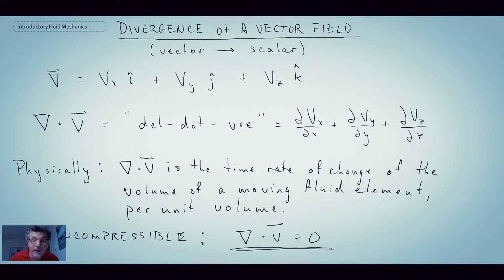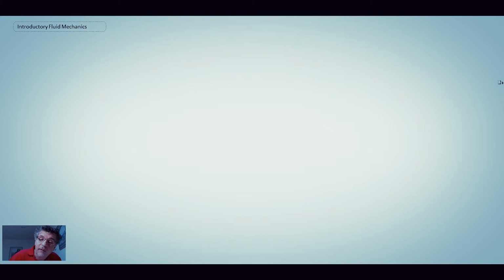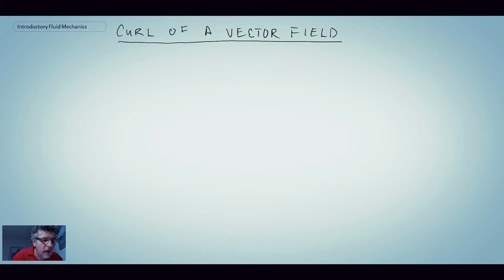The next one that we're going to look at is curl, the curl operator. We're going to see that quite often when we look at things like vorticity and circulation within a flow field. So for the curl operator, we saw the cross product earlier. This is basically the cross product with velocity. You're operating on velocity, but here we go from a vector to a vector.